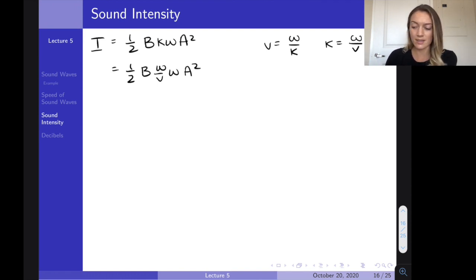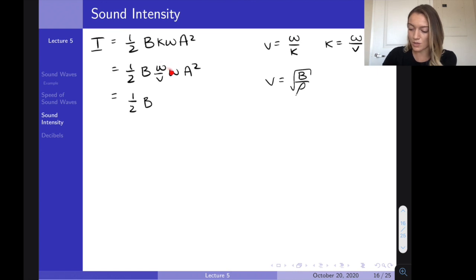And now I want to replace the velocity. So I want to replace this velocity here. Remember, the velocity of the wave is also given by the square root of B over rho. So now I'm going to replace this velocity down here with this. So that will give me 1/2 B.